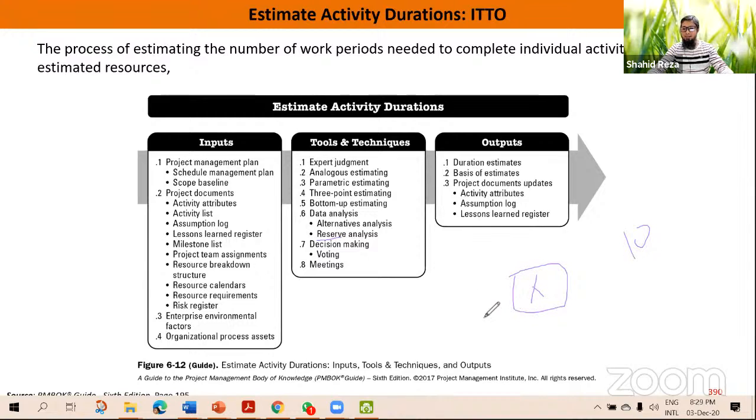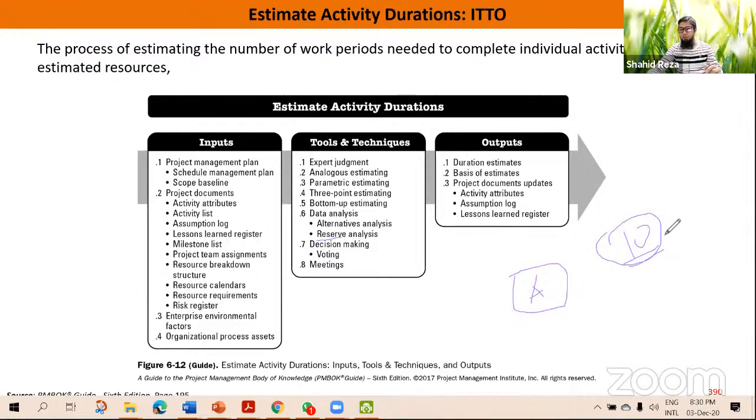If there is any risk, say for example, the programmer who was working on this activity is ill, then what will happen? You cannot finish this activity in 10 days. So what we do actually, we do not always keep the ideal time. Ideal time is the exact time, 10 days.